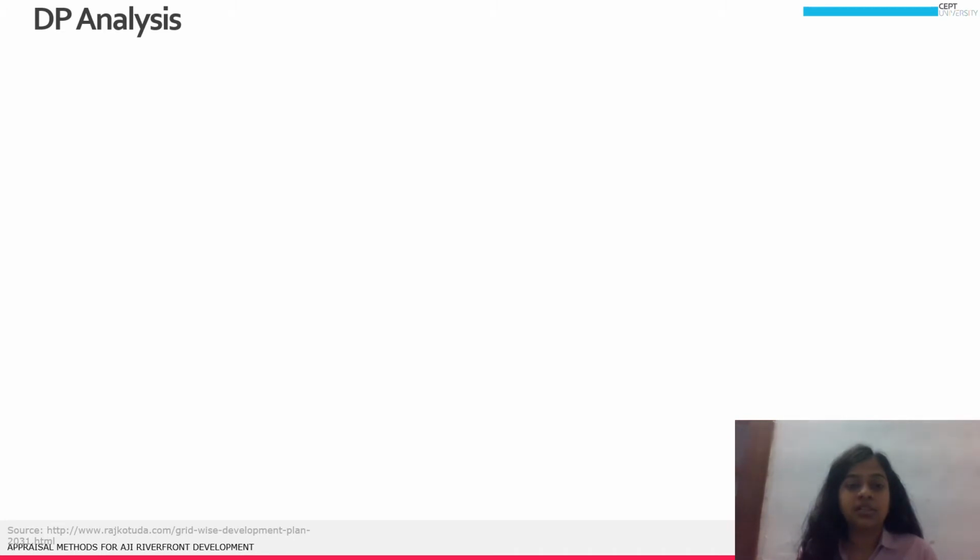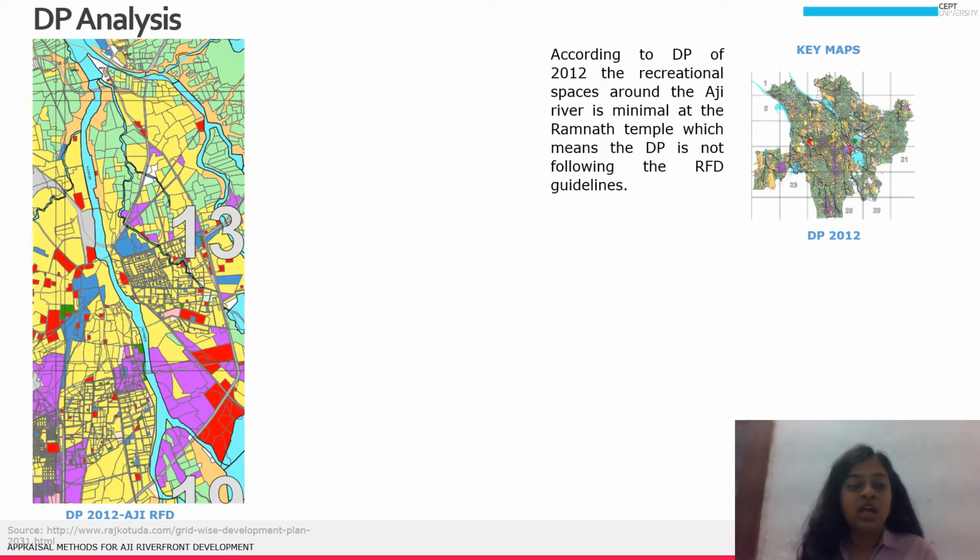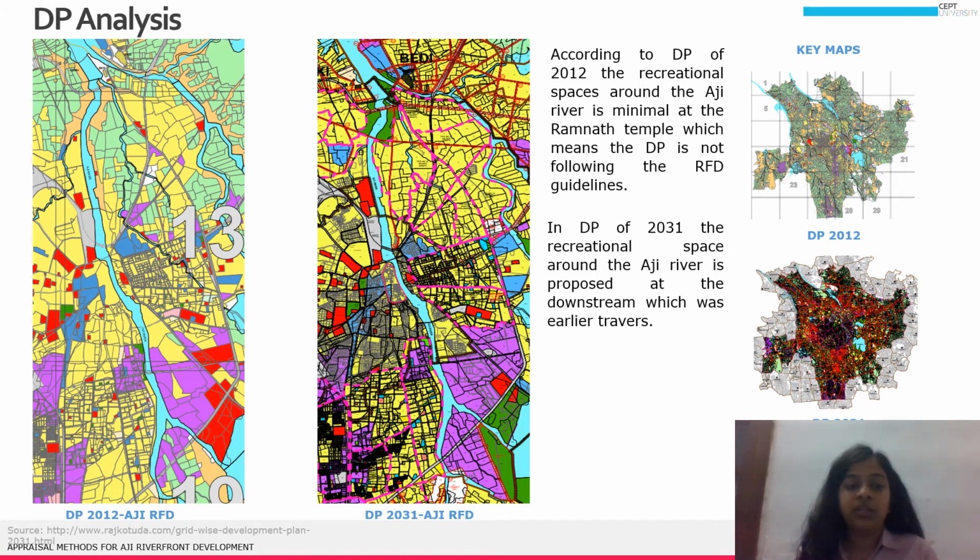The DP analysis has been done to support the technical aspect of the RFT. The DP 2012 doesn't follow the RFT guidelines as it has minimum green spaces, but the DP 2031 has green spaces allotted at the downstream, that is at the river RG2. Even that green space is not much when compared to URDPFI guidelines, so there is a need to increase the recreational spaces near RJ River in order to follow the guidelines.